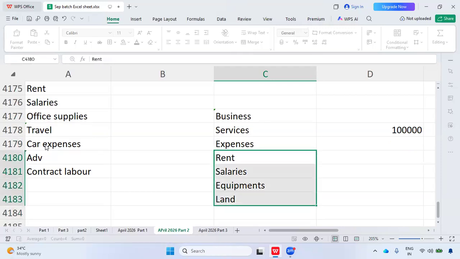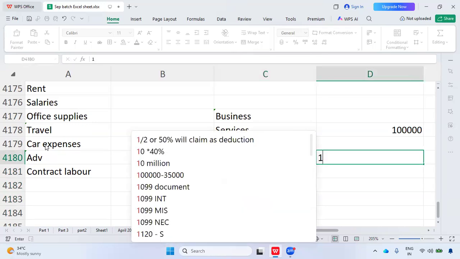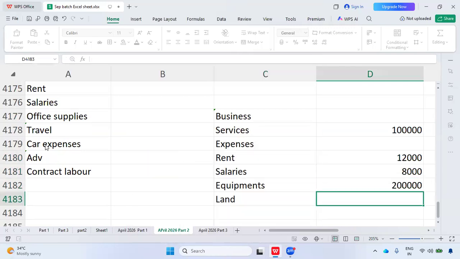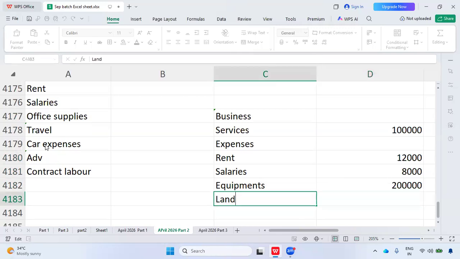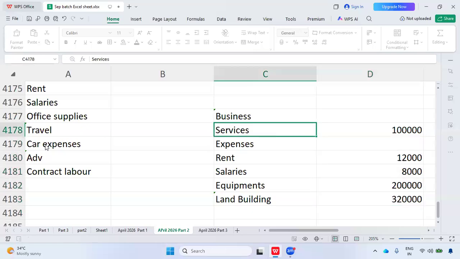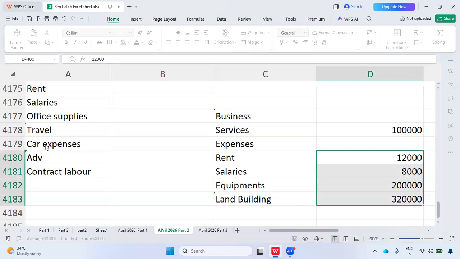Can we claim all these expenses: rent around $12,000, salaries $8,000, equipment which is $200,000, and land and building around $320,000? Business income of 100 minus expenses. Can we claim all these expenses? Generally, no, right? Because there is a main rule: not all business expenses are deductible immediately.